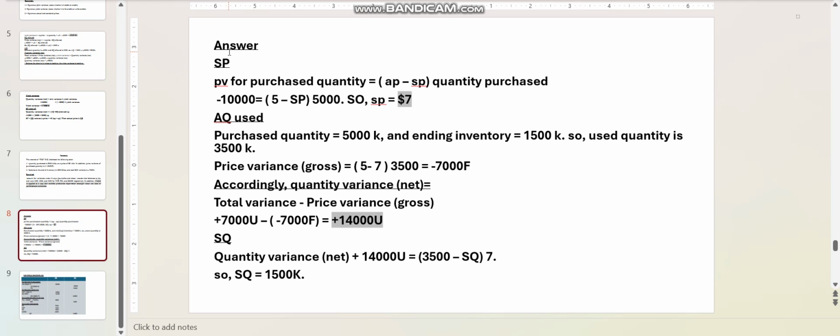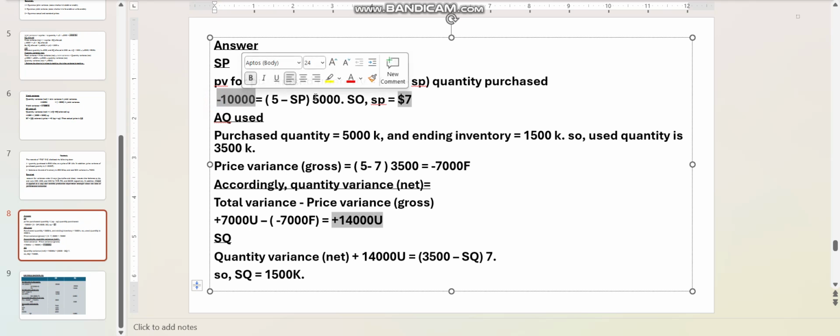Why? Since we have the price variance of purchased quantity, also we have quantity purchased, also we have actual price. So easily we can figure out standard price by applying the equation of price variance for purchased quantity. The variance equals actual less standard prices times quantity purchased, 5,000. So standard price equals $7 per kilo.